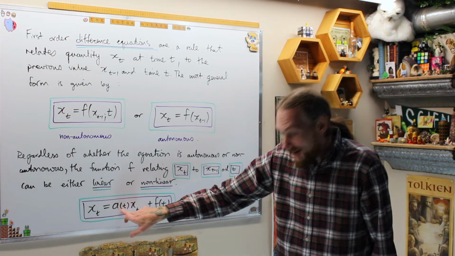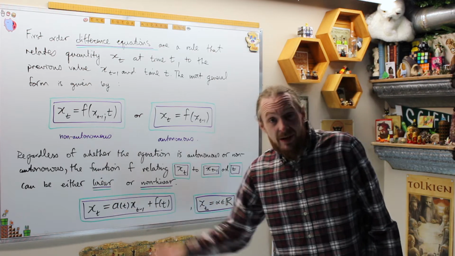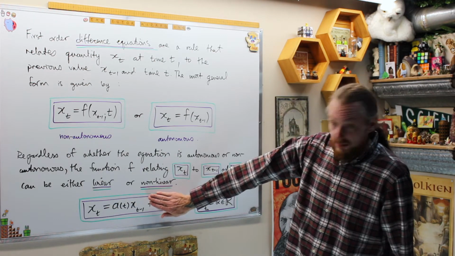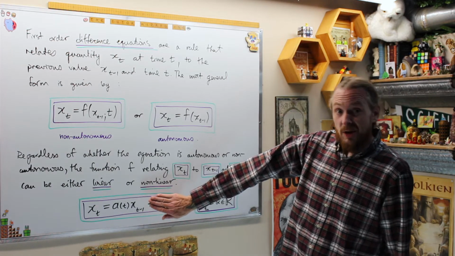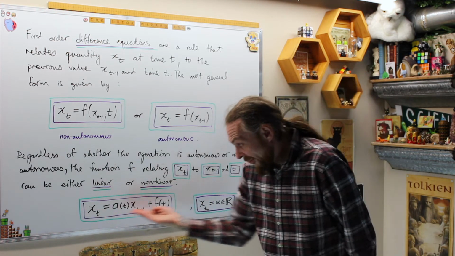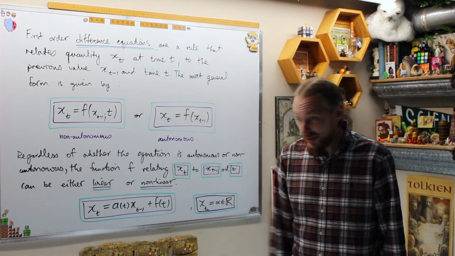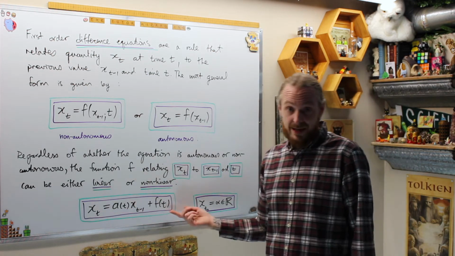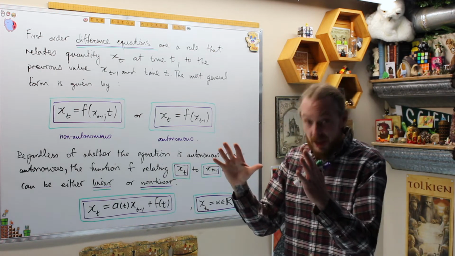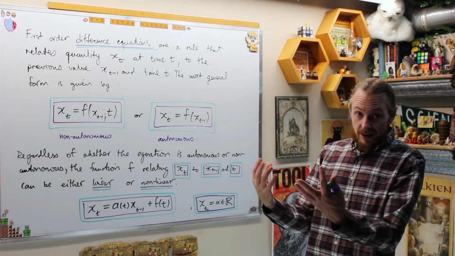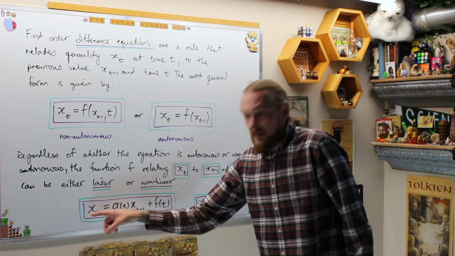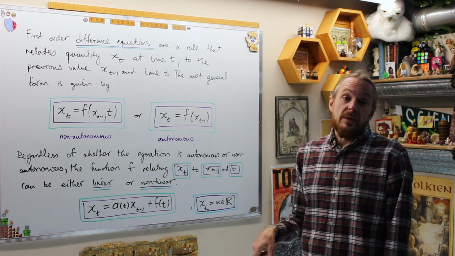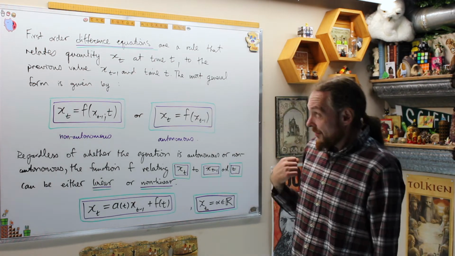And then if we allow the a to be a function of time as well, we're going to call that non-constant coefficient. And then if f is 0, we'll call it non-constant coefficient homogeneous. And then the most general form of a linear first order difference equation is non-constant coefficient non-homogeneous. And we do have a systematic way of getting an explicit closed form formula using products and sums for xt from this non-constant coefficient non-homogeneous first order difference equation.